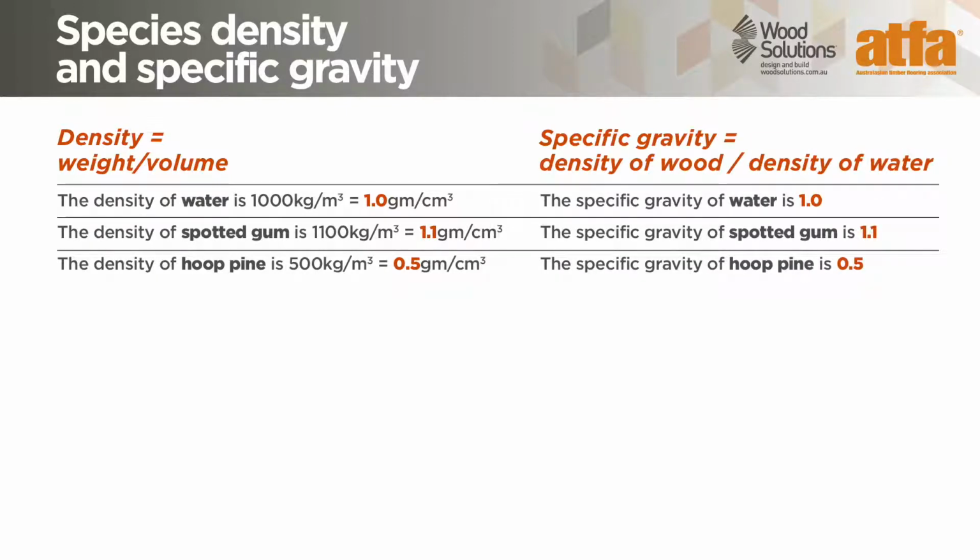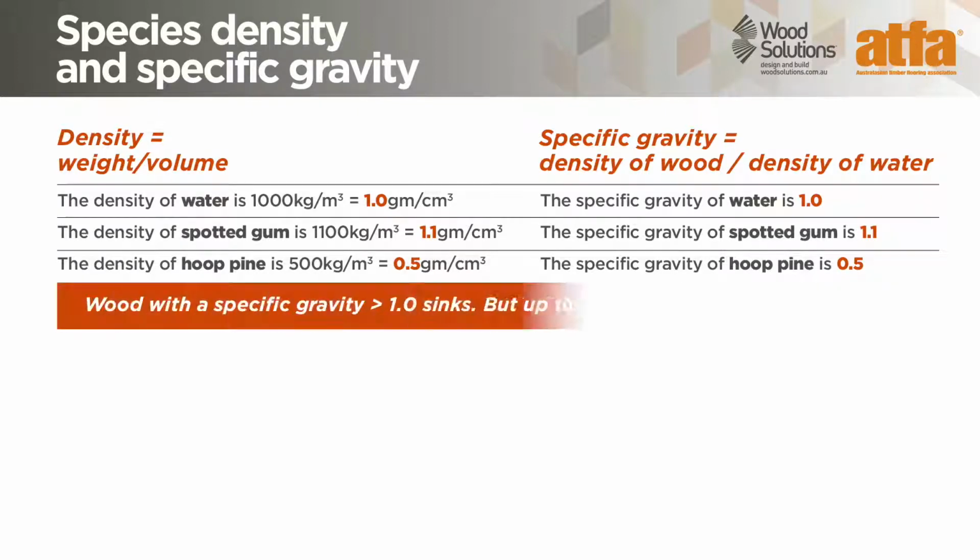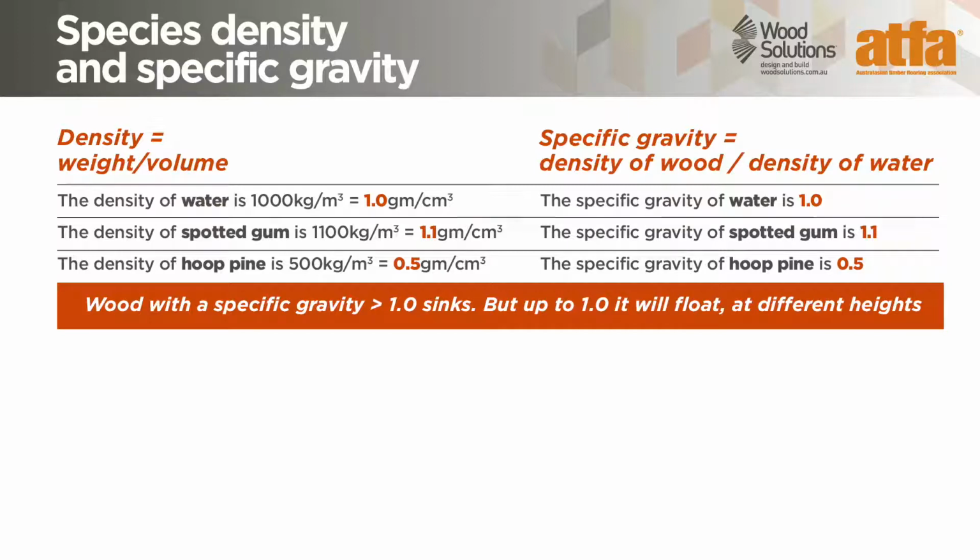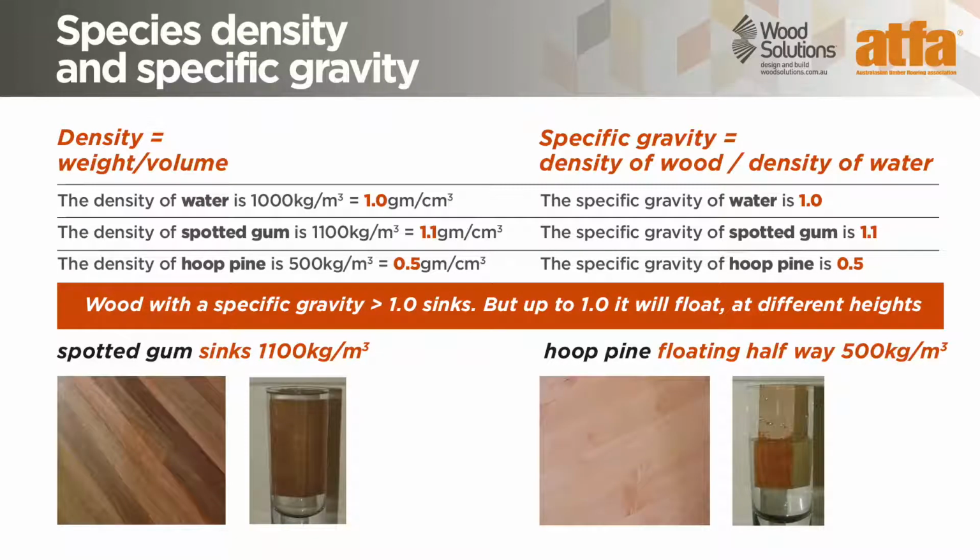Specific gravity is a ratio of the density of wood to the density of water, or simply one divided by the other. Hence, the specific gravity of water is 1.0, the specific gravity of spotted gum is 1.1, and the specific gravity of hoop pine is 0.5. When wood has a specific gravity greater than 1, timber sinks as the timber is heavier than water. But up to 1.0, it will float at different heights. As shown, spotted gum sinks, as its density is 1,100 kilograms per cubic metre. However, hoop pine floats at about the halfway level, as its density is 500 kilograms per cubic metre.